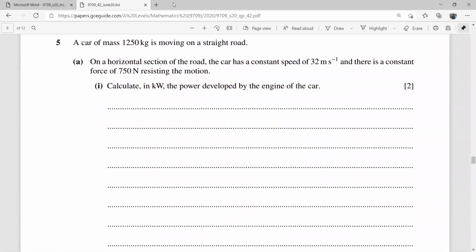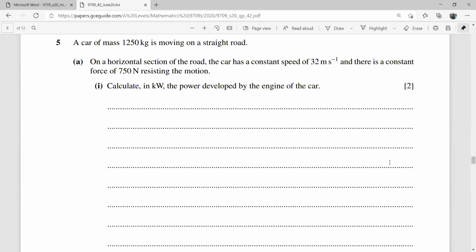Okay, so here is question number 5. You try this and then I'll be doing it. Okay, guys, a car of mass 1250 kg is moving on a straight road. Now, this straight road does not mean that it is horizontal or inclined. You have to read the question carefully. Now, in the A part, it says on a horizontal section. So this means it's a straight horizontal road for the A part.